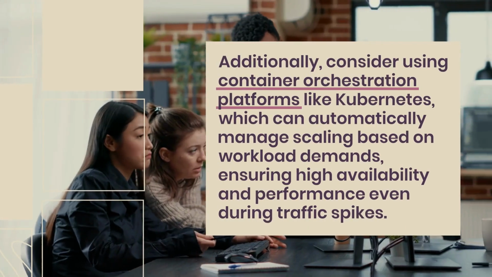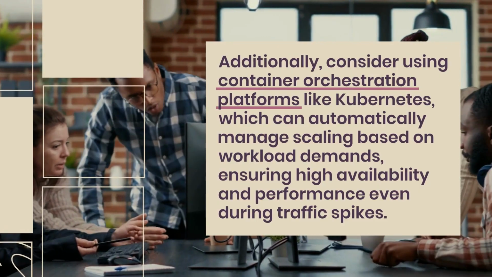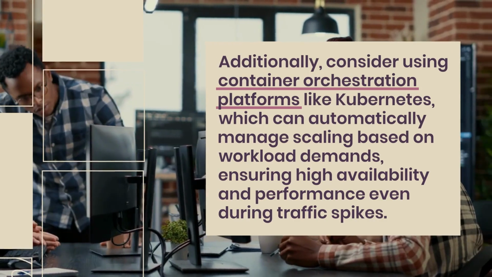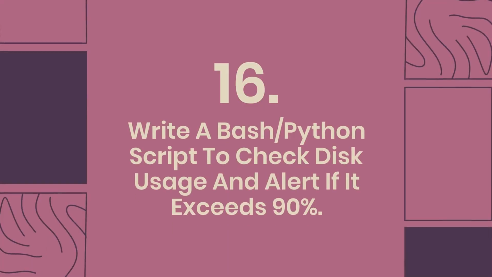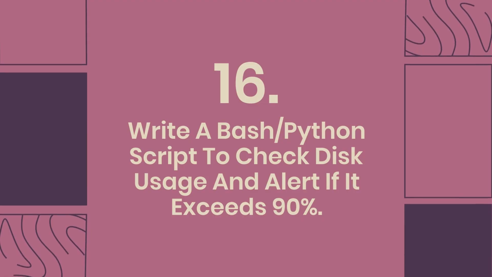Additionally, consider using container orchestration platforms like Kubernetes, which can automatically manage scaling based on workload demands, ensuring high availability and performance even during traffic spikes. 16. Write a bash, Python script to check disk usage and alert if it exceeds 90%.